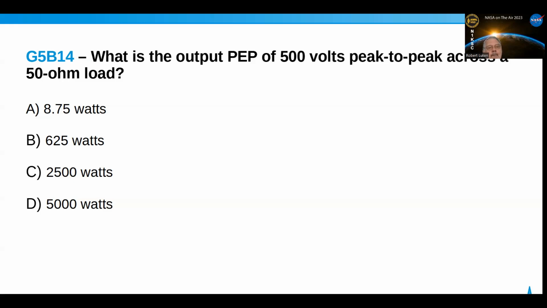Anybody got an answer? I'll take a stab at it. I think it's... Remember, it's going to be the square of the RMS divided by the resistance, right? Right. Well, then maybe I won't. Okay, what is it? I don't remember off the top. But I've already passed the test.